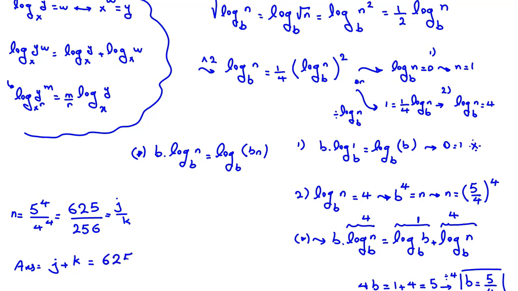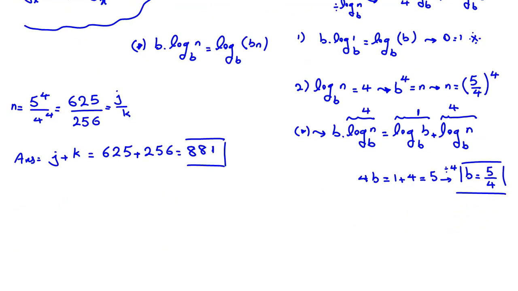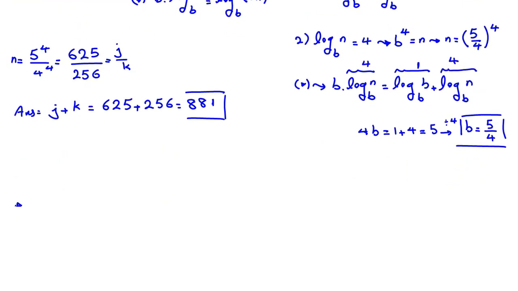equal to 625 plus 256. 5 plus 6 is 11, so we have 1 and carry 1. 2 plus 5 is 7, plus 1 is 8. 6 plus 2 is 8. So the answer of this problem is 881. We've solved the problem. Let me tell you another rule that's useful in logarithms.